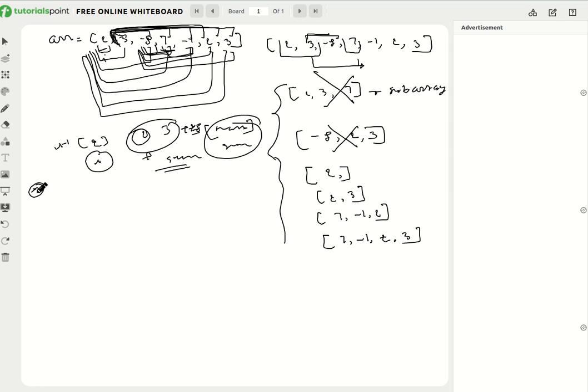First we will initialize two variables. We can name one max ending here. That means maybe our maximum subarray is 2 only. Then the second variable we can say is maximum so far. That means when I'm taking only 2 as the subarray, its maximum sum will be 2, right?